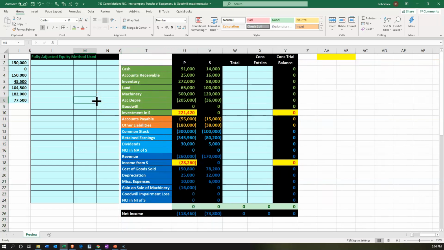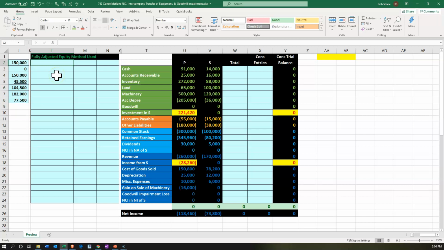So now we want to reconstruct basically this number for the investment, at least for the current year that we're working on, 5 years later, 2000 X4, and this one for the income from S. That'll help us with the consolidation process. So what would S have done? We're reconstructing them. We're not going to post this. We're going to reconstruct to get to those two numbers using the fully adjusted equity method.